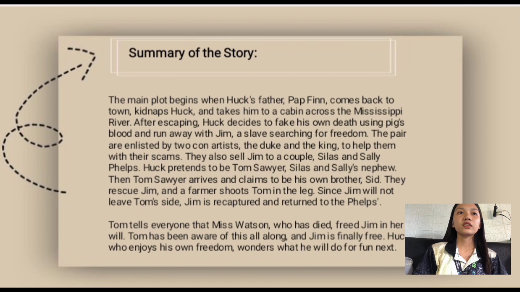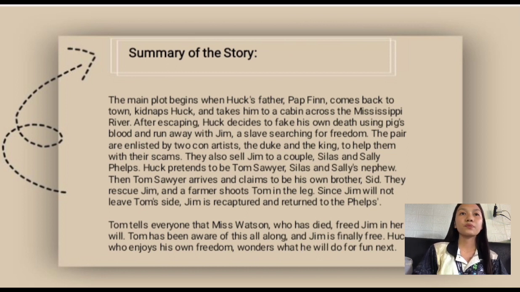Disappointed at their lack of income, the Duke and the King betray Huck and Jim and sell Jim into slavery. When Huck goes to find Jim, he discovers that Jim is being held captive at the farm of Silas and Sally Phelps. The Phelps think Huck is their visiting nephew, Tom Sawyer, and Huck easily falls into the role of Tom. Tom Sawyer soon arrives, and after Huck explains Jim's captivity, Tom takes on the guise of his own brother Sid.